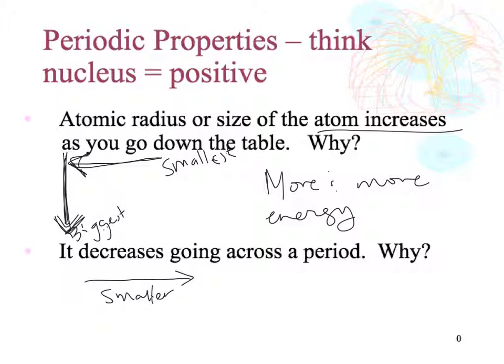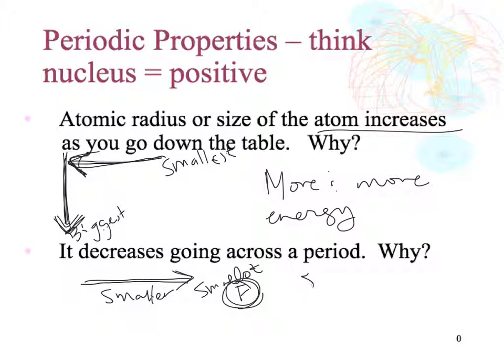Okay, why is it that you get smaller, and the smallest is over here? By the way, we are going to talk about that as being fluorine. I'm going to leave noble gases out of this whole thing. The smallest over here, fluorine. Why is it that it gets smaller going this way, bigger going that way?